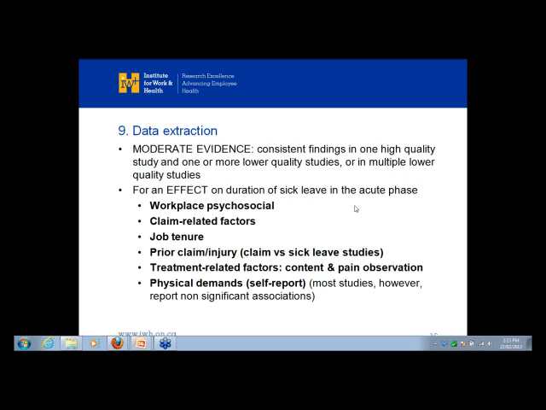So treatment-related factors and specifically the content of the treatment, and a factor called pain observation. So does the treating healthcare professional observe a certain type of pain behavior? And there was moderate evidence for physical demands by self-report, but most studies, however, reported non-significant associations. And my conclusion is always that it's very difficult for somebody on sick leave to actually self-report on how physically demanding his or her job actually is.